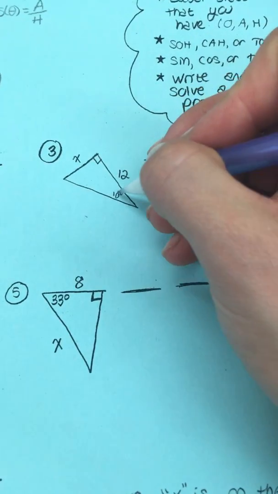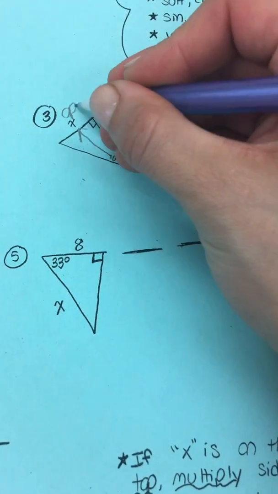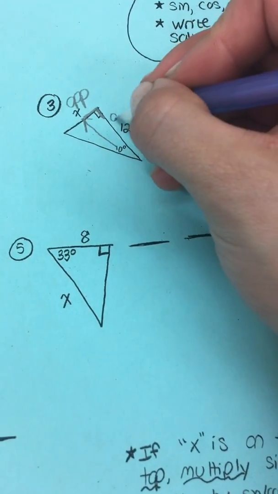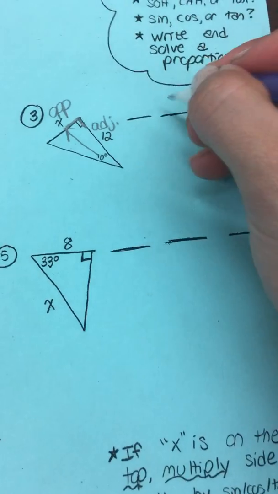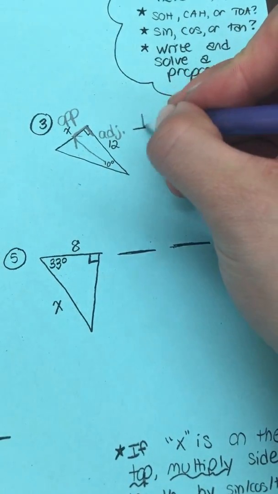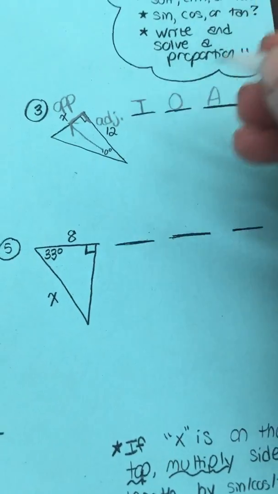Okay, here we have 10 degrees. Looks like we have the opposite. And we have the one that forms the 90 degree with the opposite, which is called adjacent. So here we have O and A, which means you're using TOA. So as long as you remember SOHCAHTOA, TOA, these are all pretty easy.